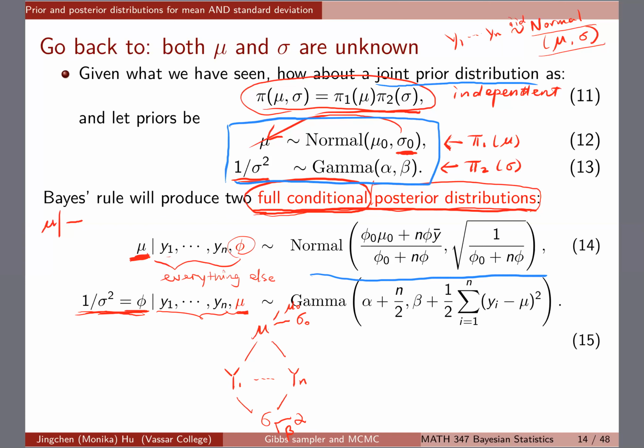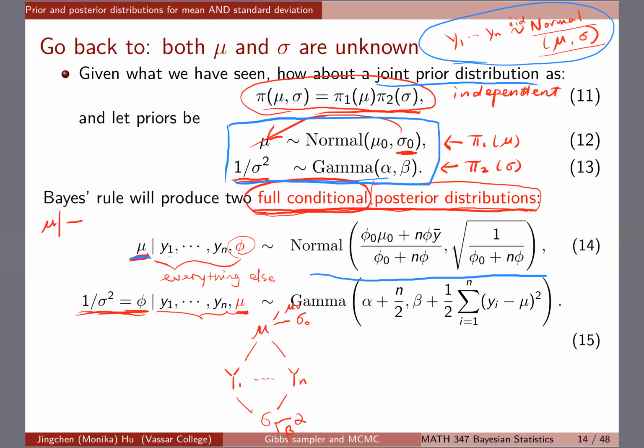If we keep in mind the definition of full conditional posterior distribution, for mu, I'm conditioning on everything else, including the data and the other parameters. Soon we're going to start the derivation exercise. But pretty much, if you want to find the full conditional posterior distribution for mu, you're going to collect in the likelihood everything about mu, and in the prior, everything about mu. Everything about sigma or phi doesn't matter. Okay? So that is why we have the same likelihood as before, right?